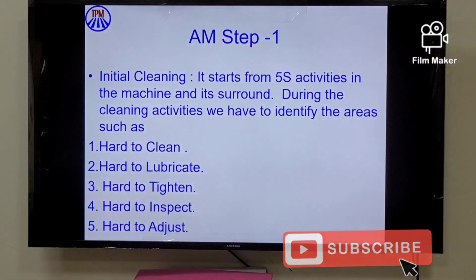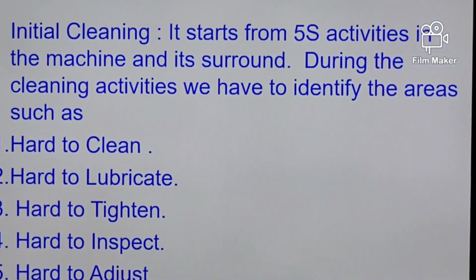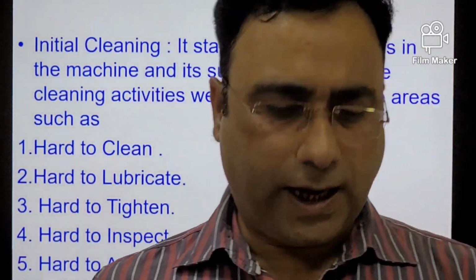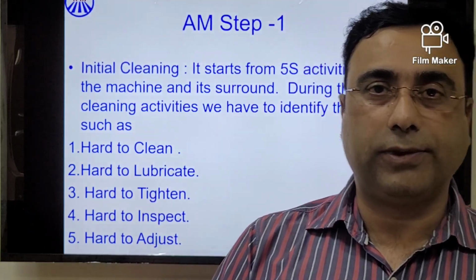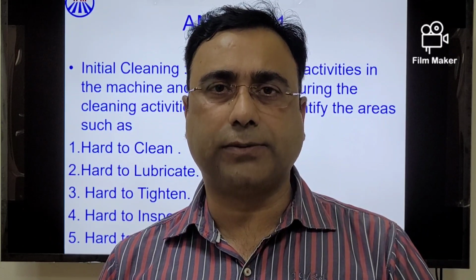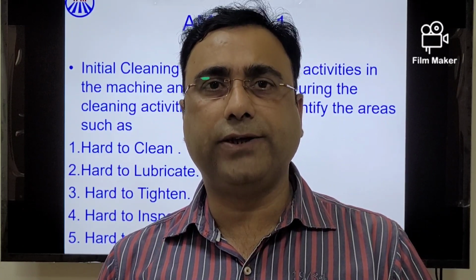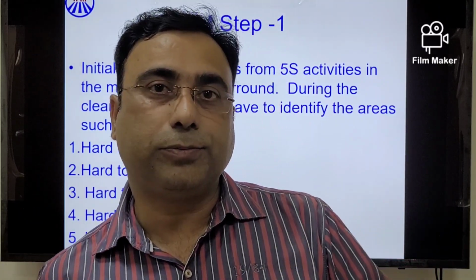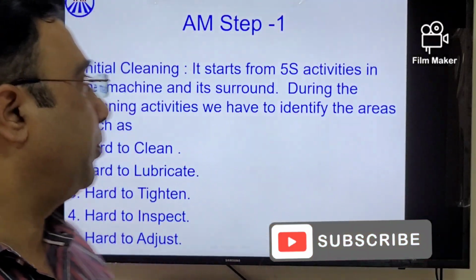Starting with the pillar, AM step 1 is initial cleaning. Initial cleaning starts with the 5S activity, and after that the purpose of AM step 1 is to find out what is hard to clean, hard to inspect, hard to lubricate, and hard to tighten. The fifth one I am adding from our side: hard to adjust, like reflecting sensors and tension belts, something I have to adjust left, right, or up and down. If something is difficult to adjust, then it should be identified.